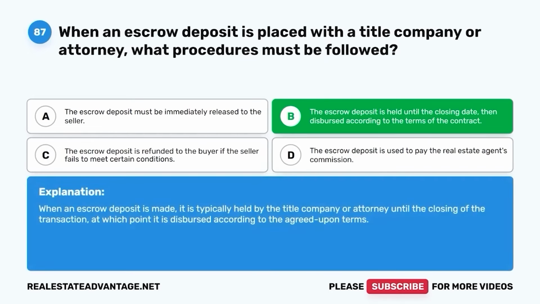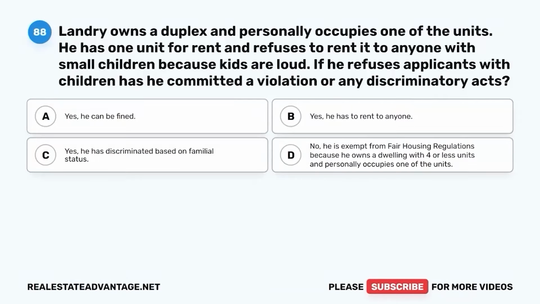When an escrow deposit is made, it is typically held by the title company or attorney until the closing of the transaction, at which point it is disbursed according to the agreed-upon terms. Question 88. Landry owns a duplex and personally occupies one of the units. He has one unit for rent and refuses to rent it to anyone with small children because kids are loud.